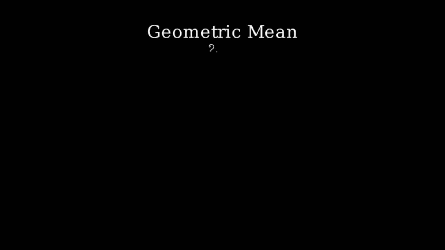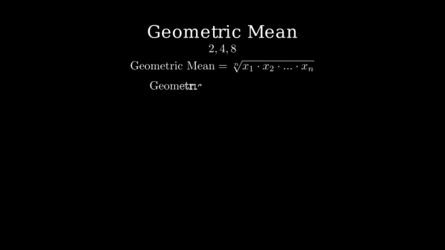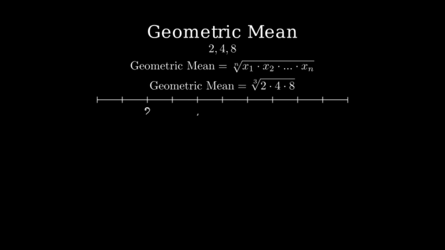Welcome. Today we'll find the geometric mean of the numbers 2, 4, and 8. The geometric mean is found by multiplying all the numbers together, and then taking the nth root, where n is the number of values. In this case, since we have 3 numbers, we'll multiply them together and take the cube root. Let's visualize this step by step. First, let's multiply 2 times 4 times 8. This gives us 64. Now we need to take the cube root of 64.